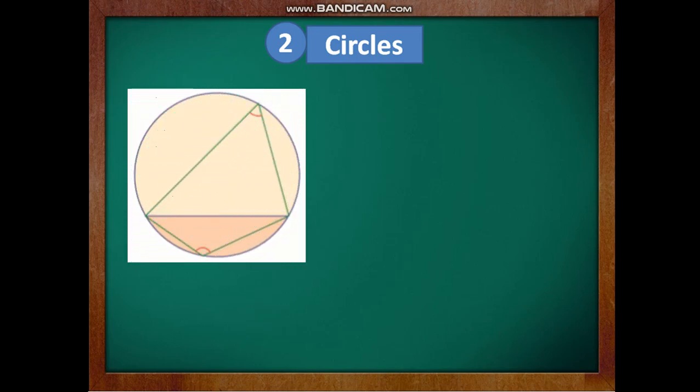Look at this. Which is that chord? That one. That's not a diameter. Why? It's not going through the center of the circle. So that is a chord.